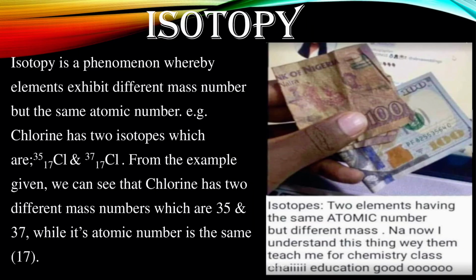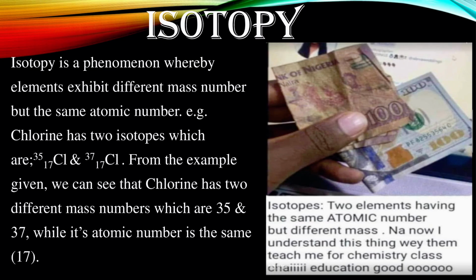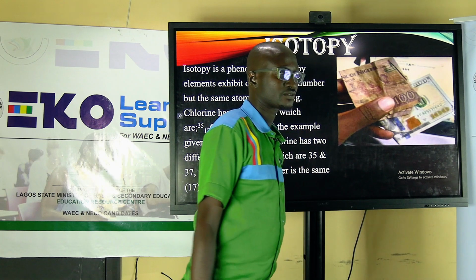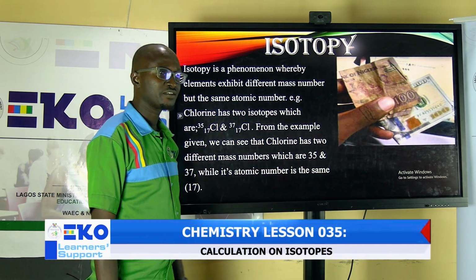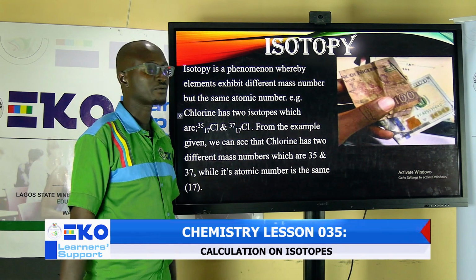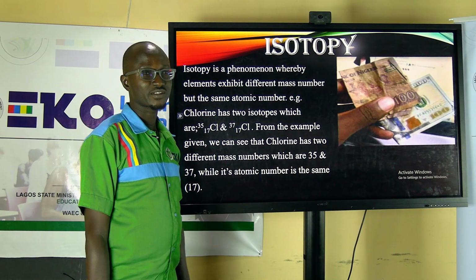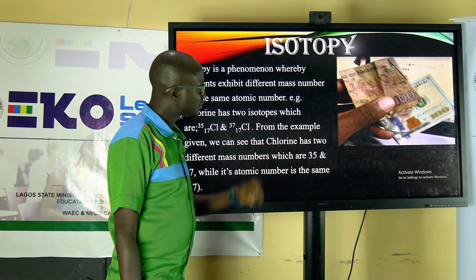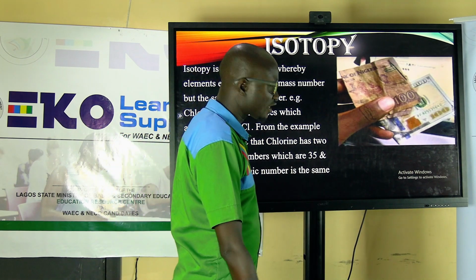If you look at the picture on my right, these are two notes. We have the 100 Naira note and we have the $100 note. Two notes placed side by side. I believe our students at home know both currencies and are familiar with them very well. In fact, the dollar is the most popular currency in the world. Now, these two currencies have something in common, students. They share the same number.